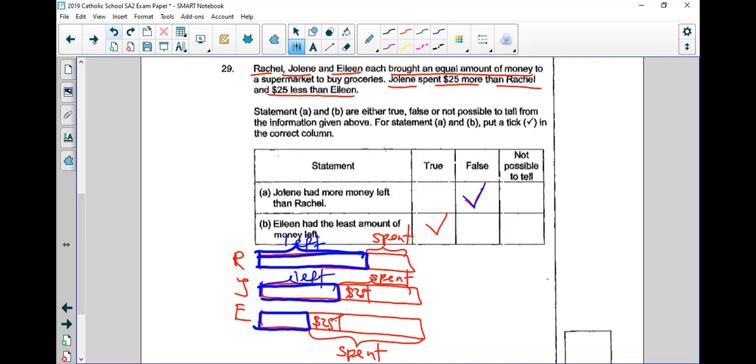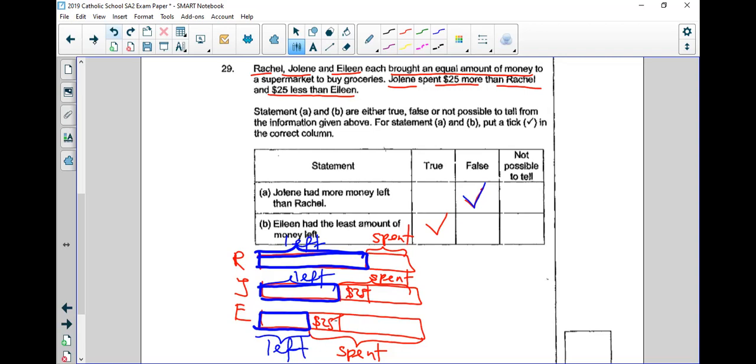Okay, look at part B. Eileen had the least money left. Of course, if you look at Eileen's blue rectangle, isn't that the shortest? The shortest, which is the least money left. And that's how you solve this problem using model. When I look at this question at the beginning, I don't know how to do because it looks a bit confusing. So what do you do? You break down the problem by using your methods. That's how you break down the problem.